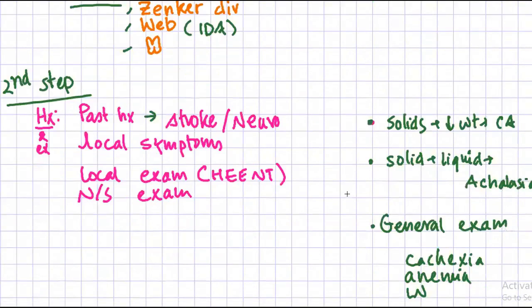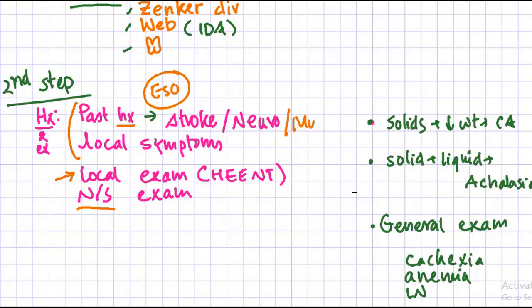And the second step would be a brief history and clinical exam to find out the underlying cause. So if the patient has oropharyngeal dysphagia, our history would include any past history of diseases such as stroke, neurological disease, or muscular disease. If there is any local symptoms, we have to take this history. And after the history, we have to locally examine the patient's head and neck, and we have to also examine the nervous system.